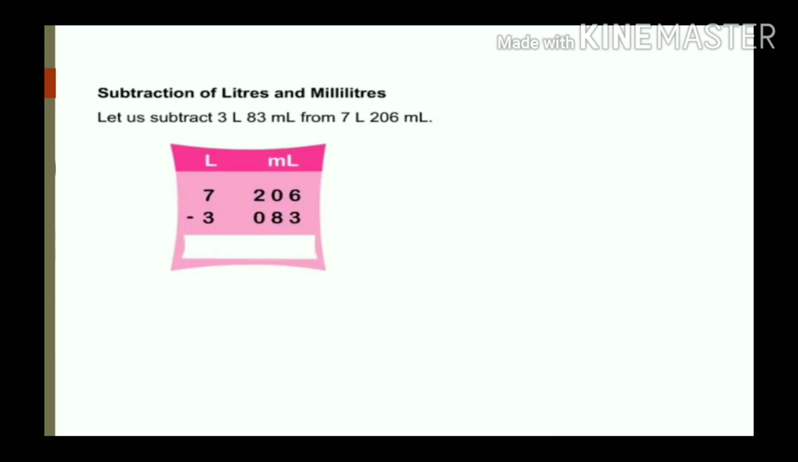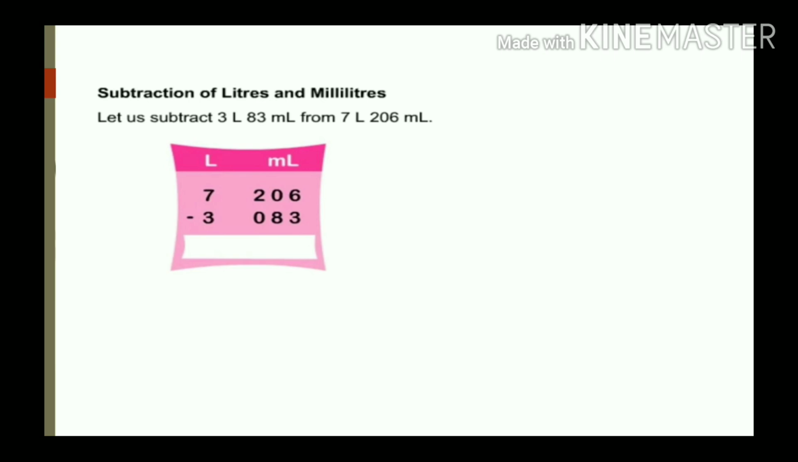Now student, I hope you have understood the addition of liters and milliliters. Now let's see the subtraction of liters and milliliters. So let us subtract 3 liters 83 milliliter from 7 liter 206 milliliter. So student, similarly in addition how we have arranged liter and milliliter into column, here also you have to arrange them into column of liters and milliliters.